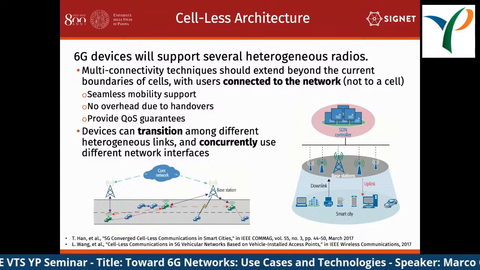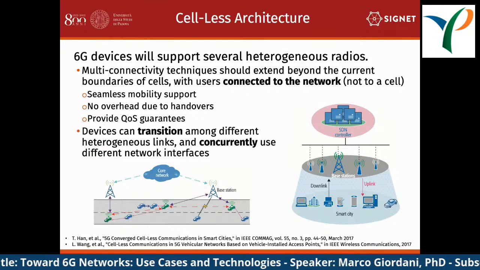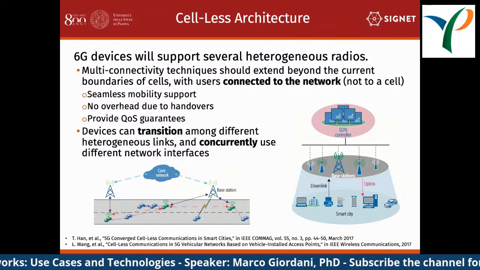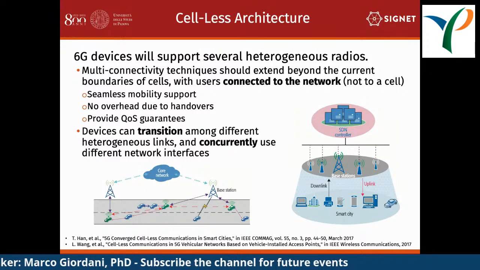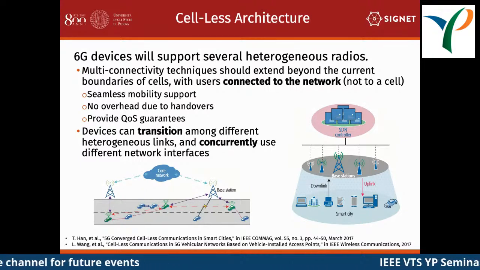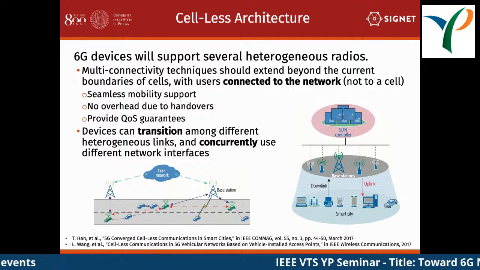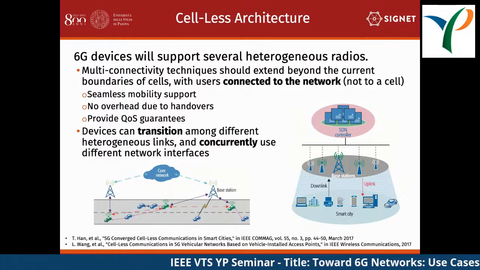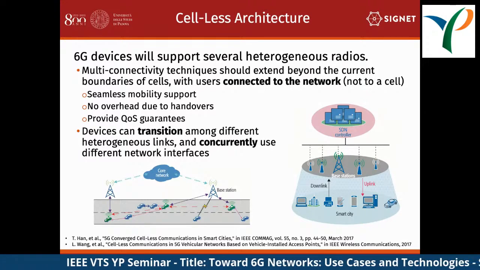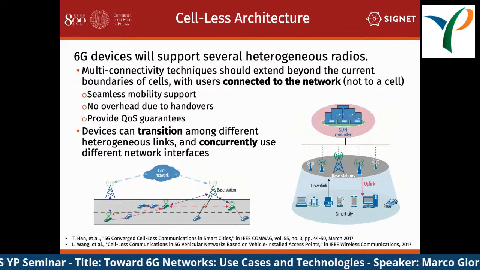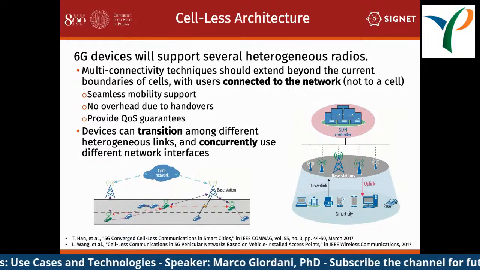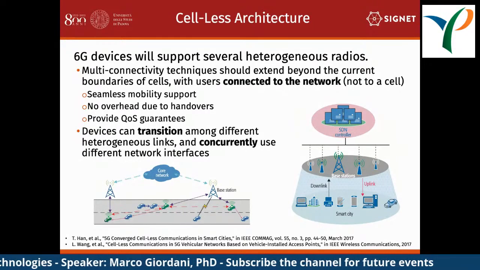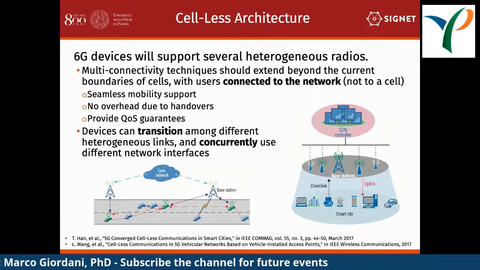So how can all these base stations support all these technologies at the same time? It's going to be unfeasible. So the solution is, as I was saying, a cell-less architecture. We can extend or even remove the boundary of the cell and make the user connect to the network as a whole rather than to a single cell. So in other words, we can simply forget about cells. It's just the network. So there would be no handover anymore because there is no cell boundary at all.